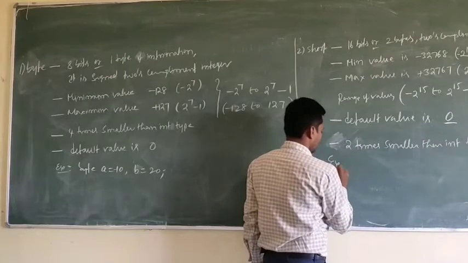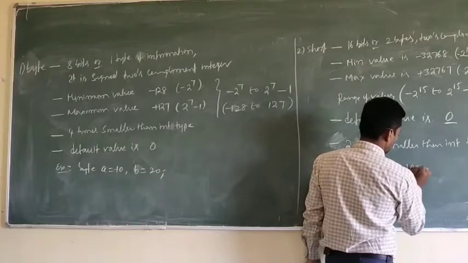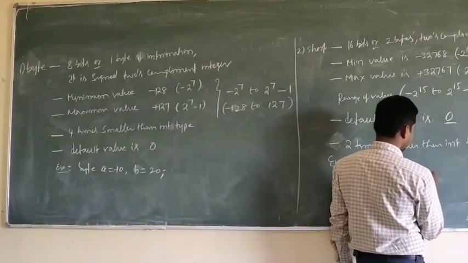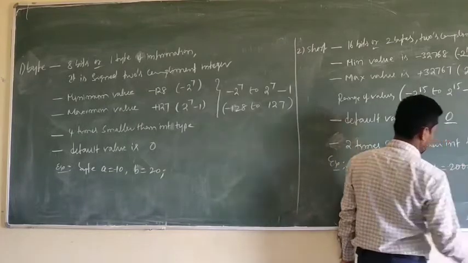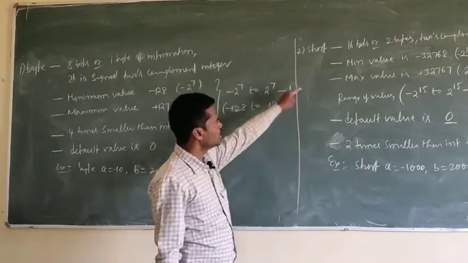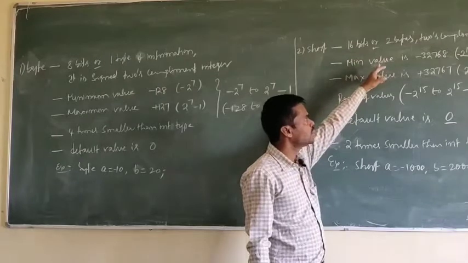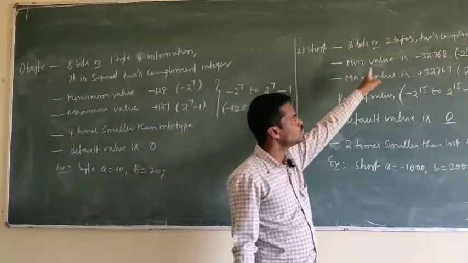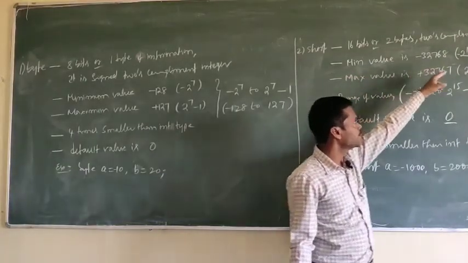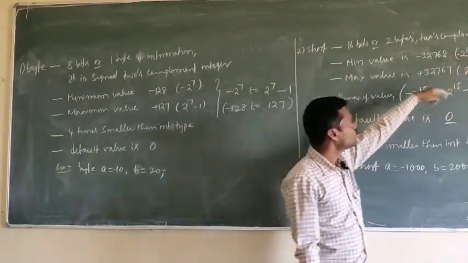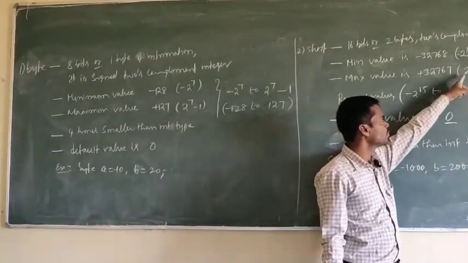An example of short is: short a is equal to minus 100 or 1000, p is equal to 2000, like this. This is the example. Understood? What is short? The size of the short data type is 16 bits or 2 bytes, and it is also used to store signed 2's complement integers. The minimum value is minus 32,768, which can be represented in exponent notation as 2 to the power of 15.